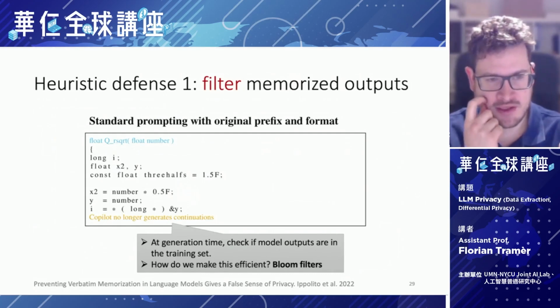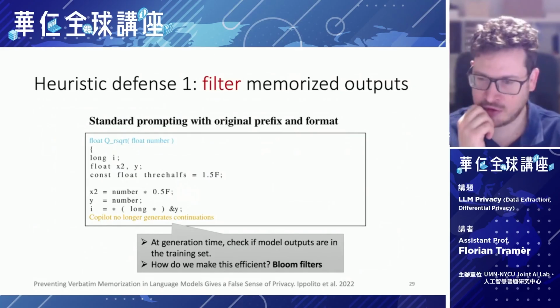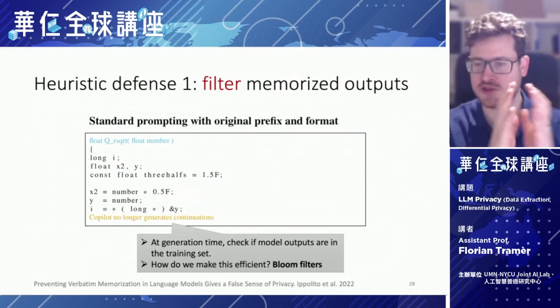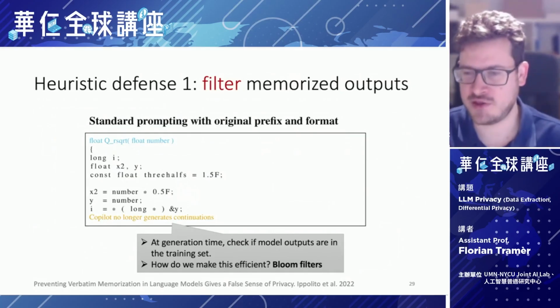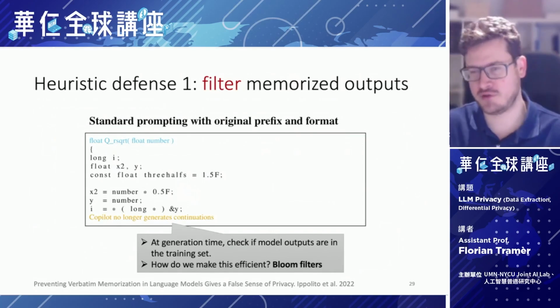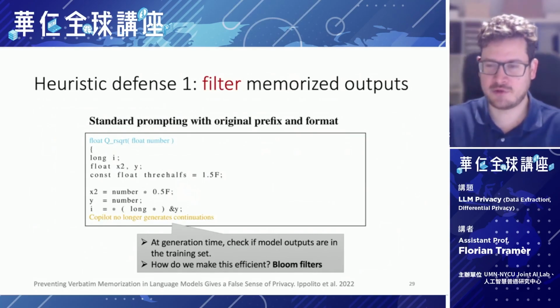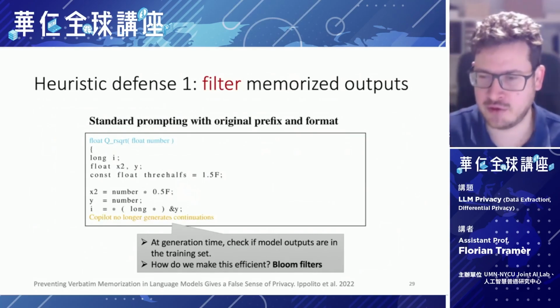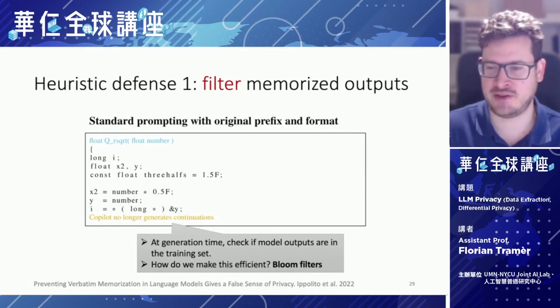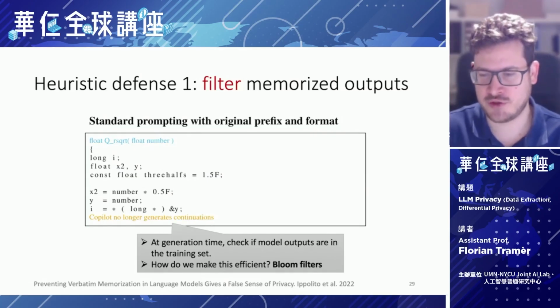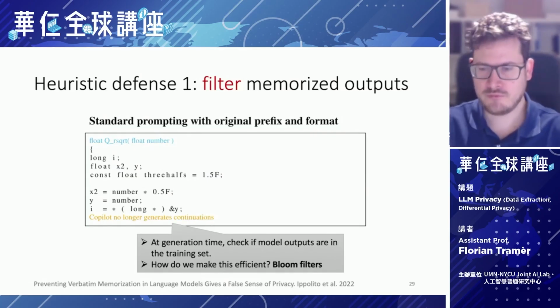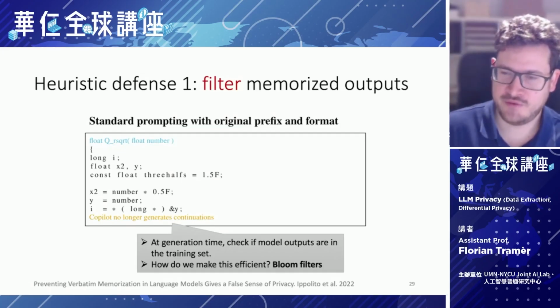But essentially here, every time the model generates text, you just check, is this something that exists in my training data? And if so, you just block the generation. And this by definition prevents the model from ever outputting something that's an exact copy of the training data.